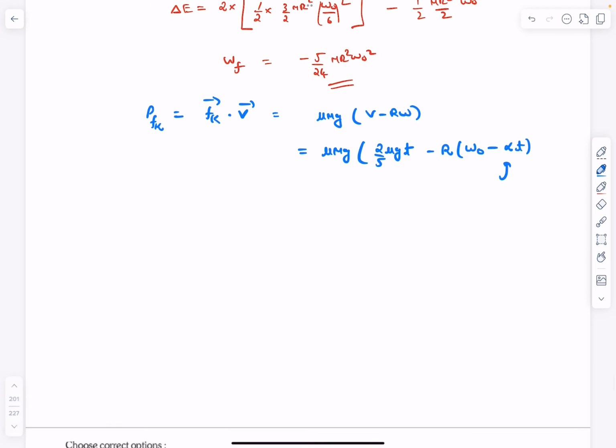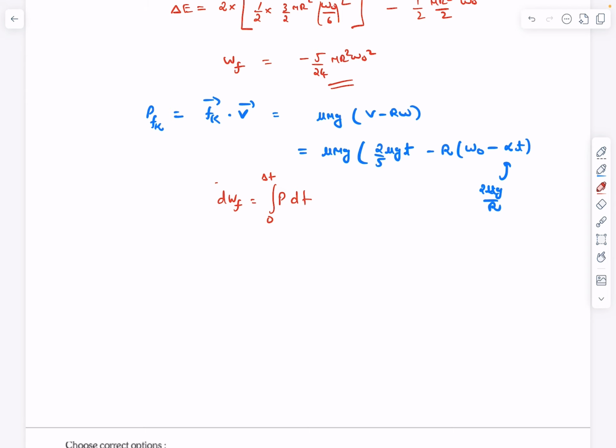Right, so now we'll substitute 2 mu g by r into alpha. After that we'll get the power of friction as a function of time, right? And now we know the power is just the rate at which work is done. So with that we can write dW friction as P dt, and we can just integrate it from 0 to delta t, and this will give us the work done by friction as well.